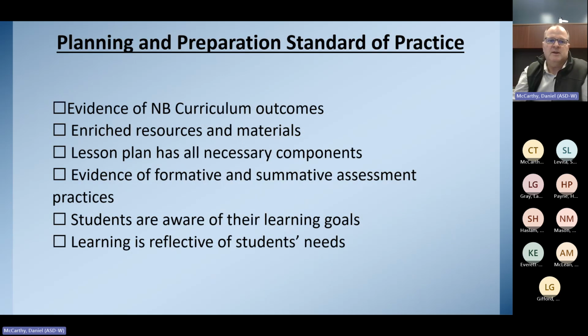So for example, planning and preparation, standard of practice: know the curriculum, the evidence of the New Brunswick curriculum in what you're teaching. It's very important to have the resources to back up what you're teaching and to be very familiar with the curriculum and the outcomes. This should be shown in your lesson plan, with evidence of formative and summative assessment practices. Students are aware of their learning goals. Learning is reflective of student needs.